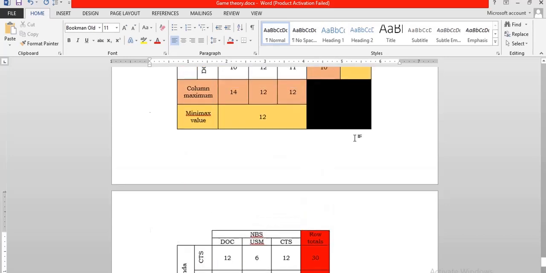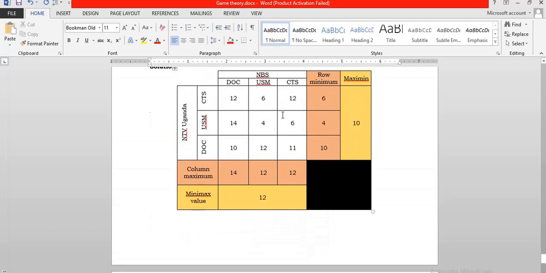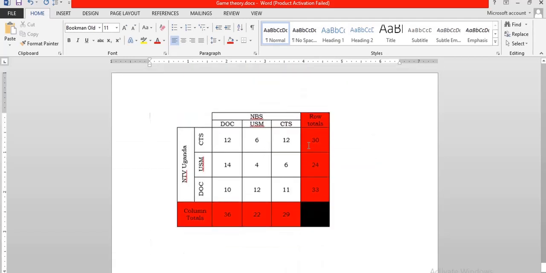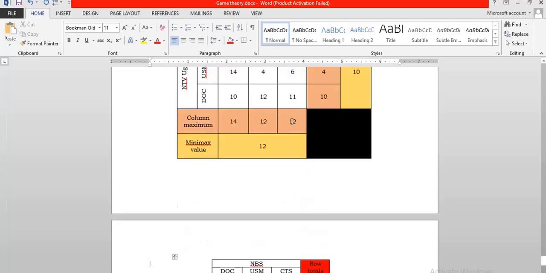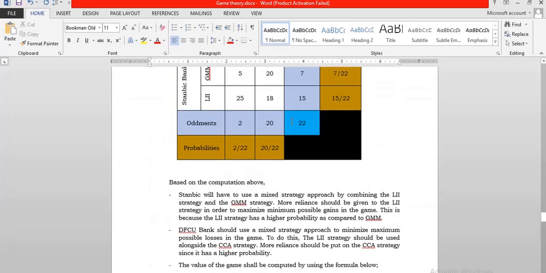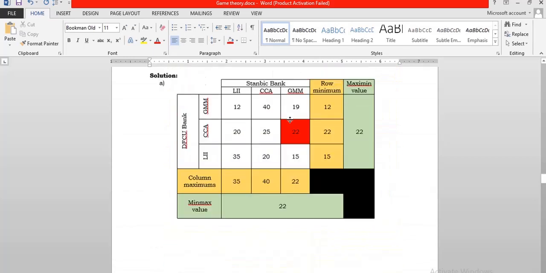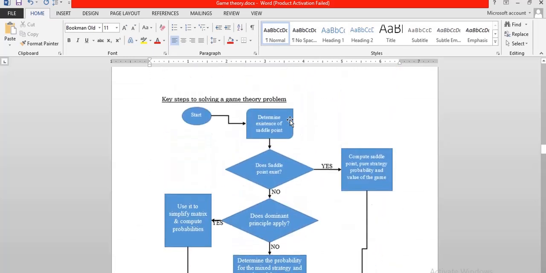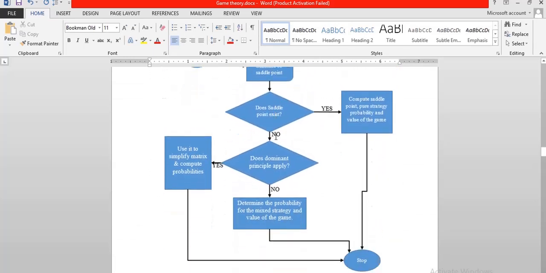We started with the saddle point principle, it failed. Now we are looking at the dominance principle, it has also failed. Which means, therefore, we have to go to the third stage based on our flow chart here. I told you the flow chart shows that we test for saddle point. Does saddle point exist? Yes, finish. It doesn't exist, dominant principle. Does it exist? Do it, finish. If it doesn't exist, now we are here on the last part.